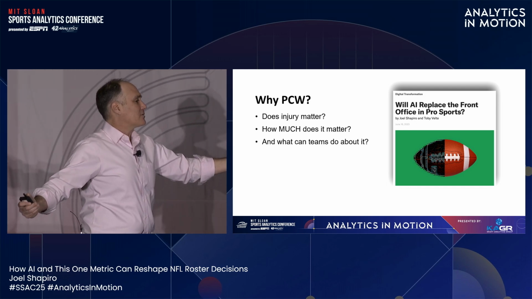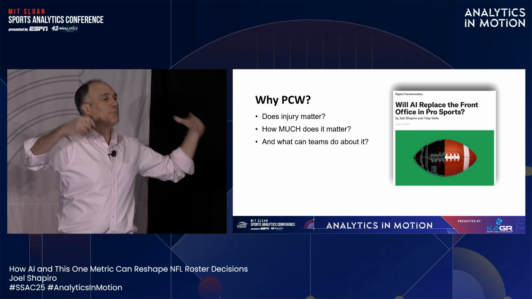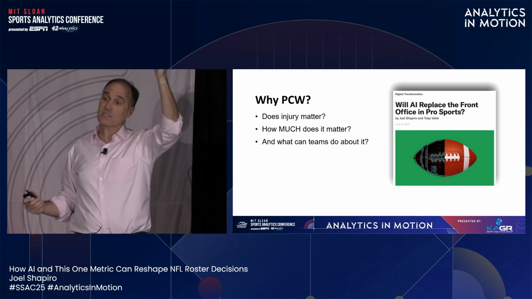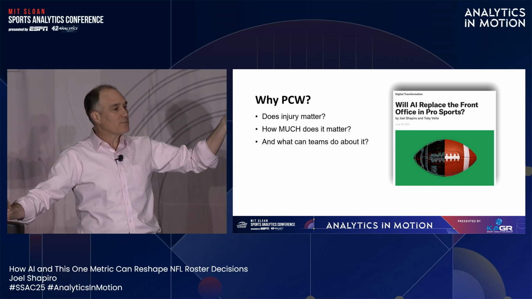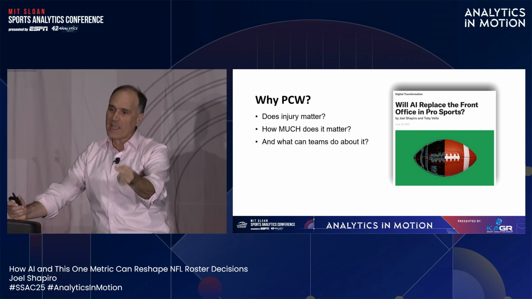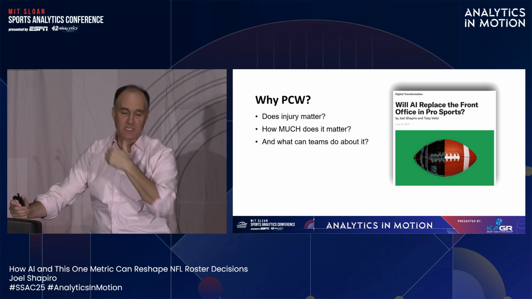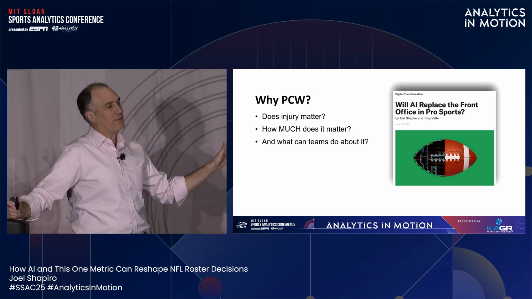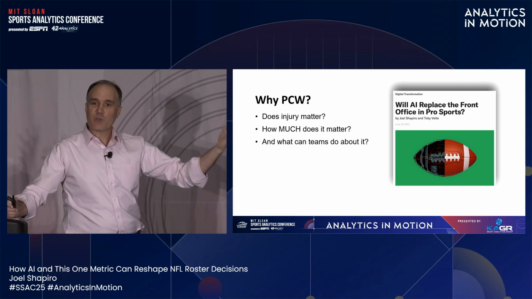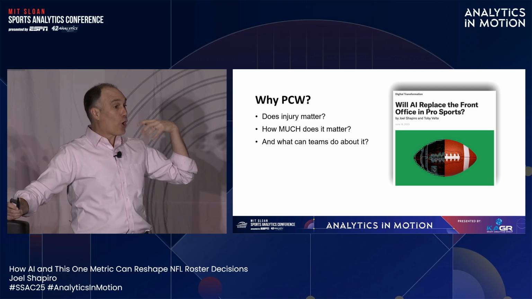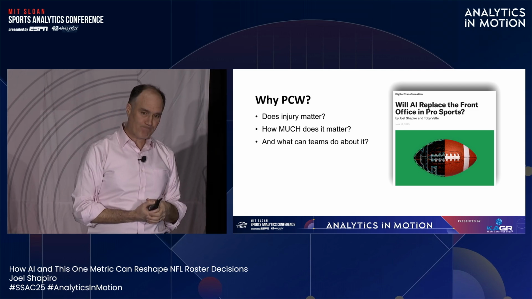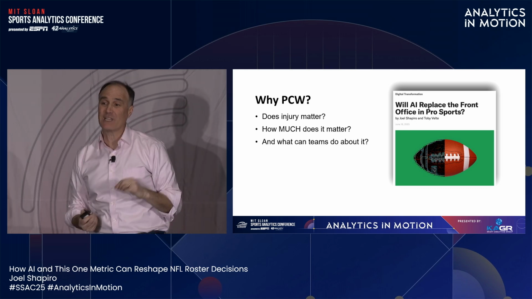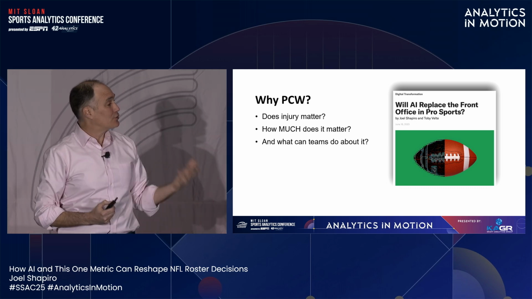I don't just set out to understand whether injury matters, but how much it matters. And this is a really important distinction. Until we know how big a problem something is, until we can quantify it and actually come up with an empirical estimate, it becomes incredibly difficult to figure out whether we should solve for that problem or know how much is reasonable to invest in solving for that problem. And then most importantly, what can teams do about it?